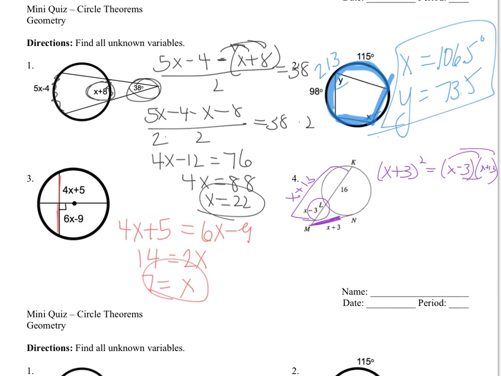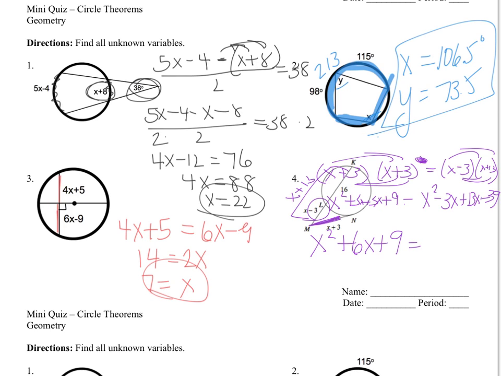So I know I have to double distribute my right side, so x squared minus 3x plus 13x minus 39. On my left side, you're going to forget, whenever you have a squared, scribble it out and write x plus 3. Double distribute: x squared plus 3x plus 3x plus 9. Clean it up. X squared plus 6x plus 9 equals x squared plus 10x minus 39.